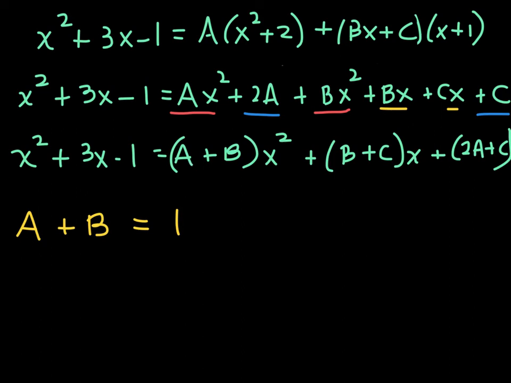Let's try that again with the first degree terms. The first degree term on the right-hand side is here, and the coefficient is b plus c. The first degree term on the left-hand side is here, 3x, and its coefficient is 3. So b plus c must be equal to 3. Finally, this constant must be equal to this constant. So 2a plus c must be equal to -1.